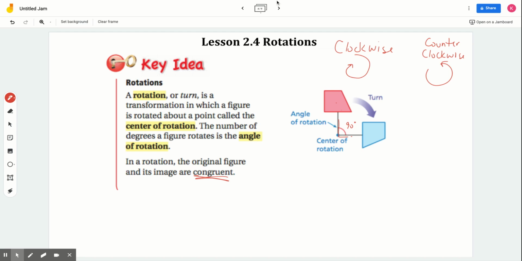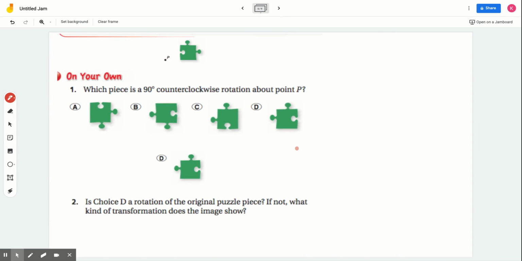So let's take a look at a few of these. So which piece is a 90-degree counterclockwise rotation about point P? So we're rotating this piece around this point in a counterclockwise motion. So again, we're going to be going counterclockwise. So in an image like this, it might be helpful to sketch what the piece might look like because we're going to need to pick from these four options. So when we do that, we can see that we have an open, a straight, and two outer pieces.